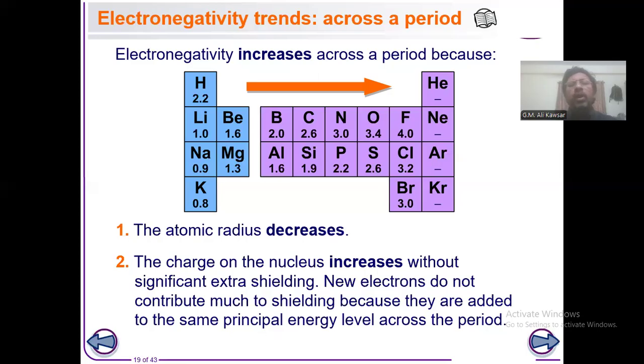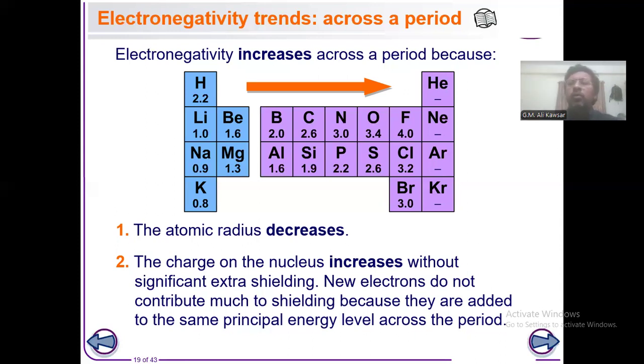We can also consider the shielding effect. Across the period, the shielding effect remains almost negligible because the shell number is not changing here. An equal amount of shielding will be available, but the number of electrons increases and the number of protons increases at the same time across the period from left to right. As the number of protons increases, the atom should have more tendency of attracting the shared pair of electrons. So across the period, the electronegativity definitely increases based on the size and the nuclear charge.